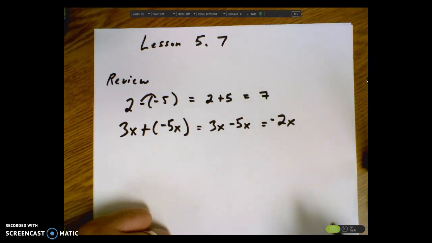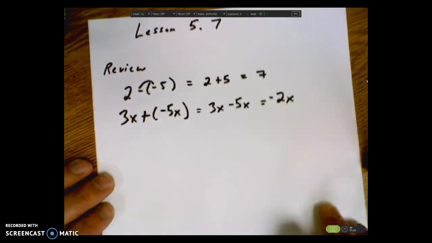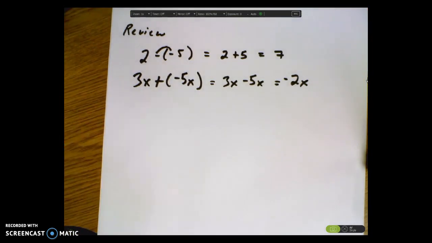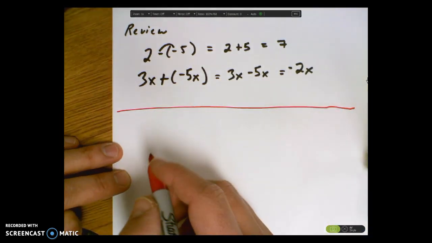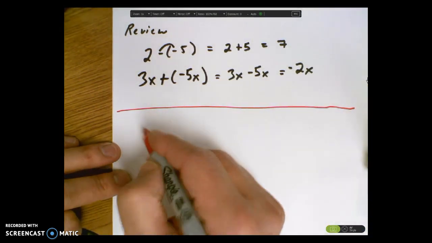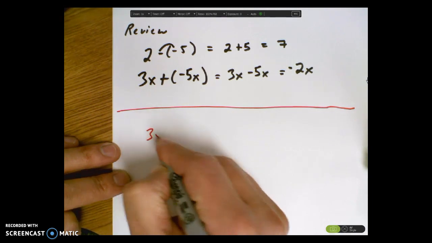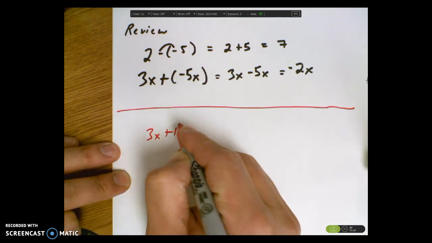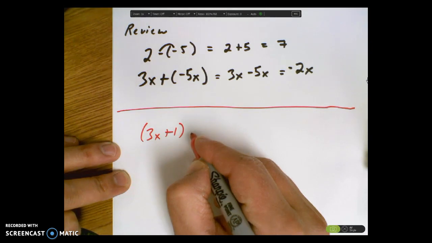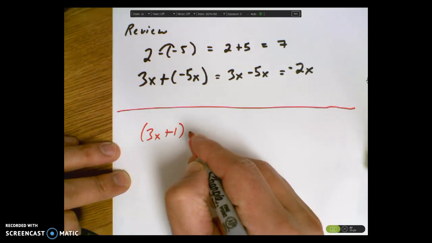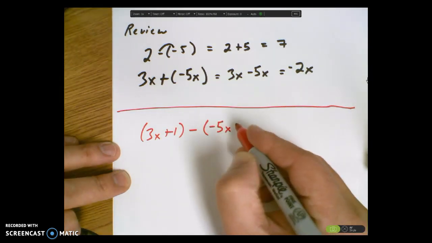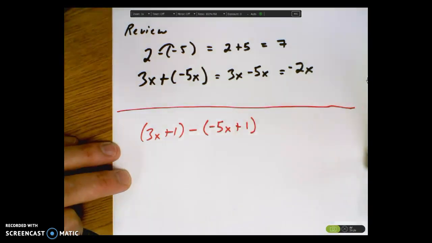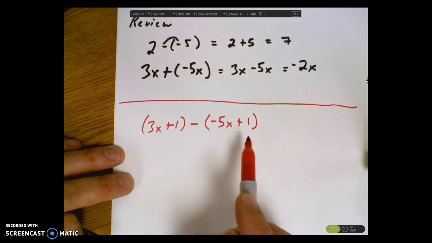Okay, we're going to do something similar today with lesson 5-7. And in lesson 5-7, we're subtracting. So in the previous lesson, we had a problem where we had 2 polynomials, and we would add them together. In this lesson, we're actually going to be subtracting them. So there's a couple of ways that I want to think about a problem like this. So here is our problem.